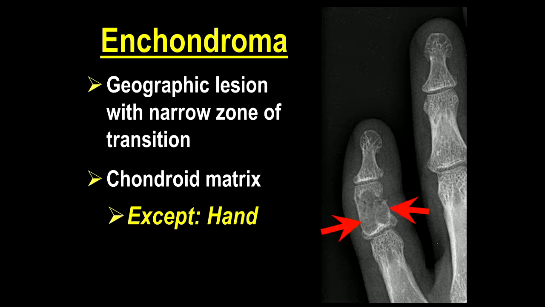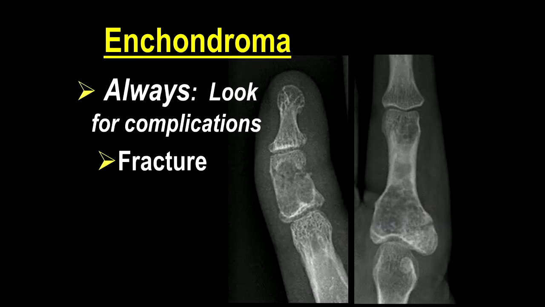The one exception about seeing a chondroid matrix is in the hand. Enchondromas are common in the hand, like in the phalanges here, and in the hand they may or may not have a visible chondroid matrix. As with other lytic lesions, we should always look for complications such as fracture. So both of these enchondromas have been complicated by fractures.